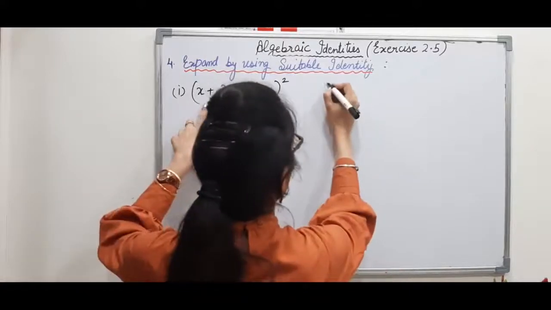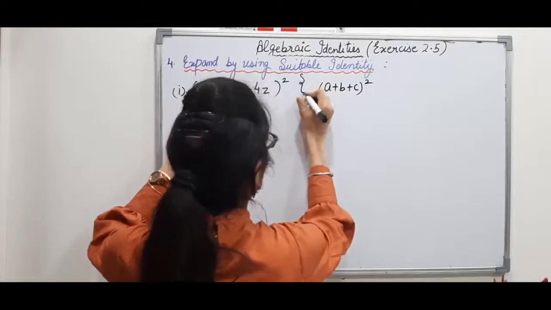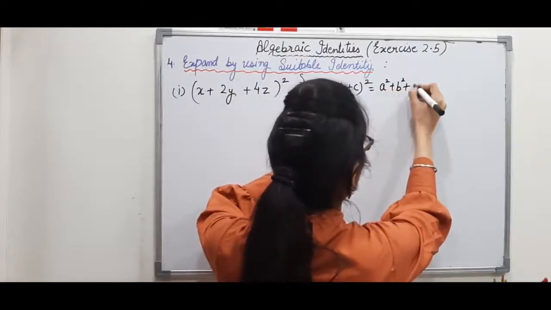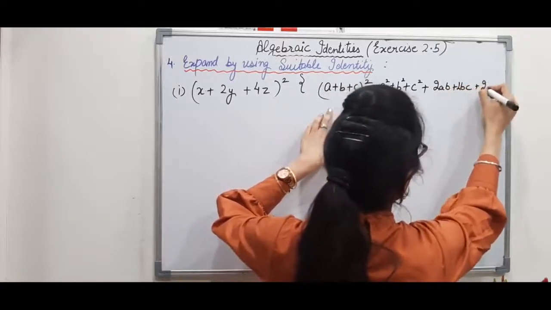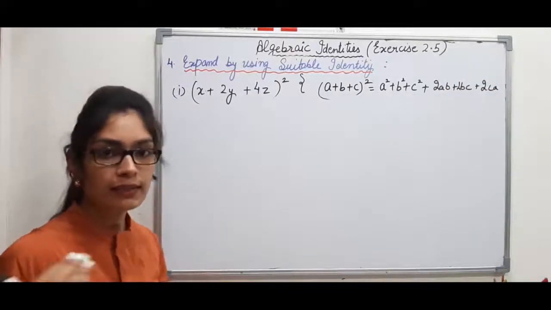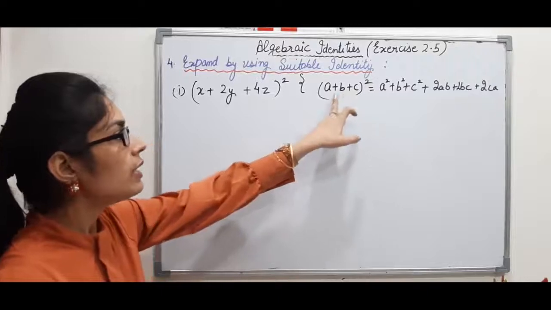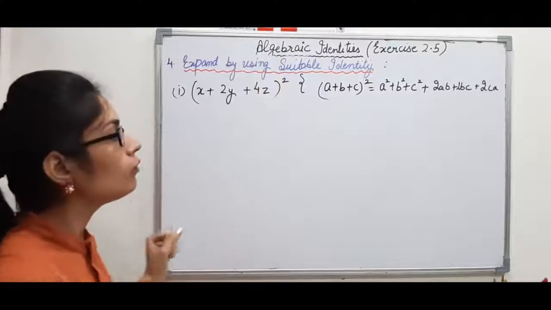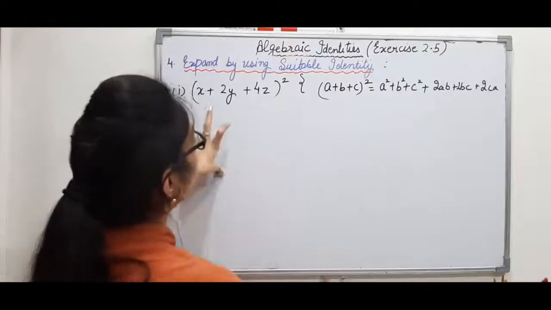I will write it down here: a plus b plus c whole square. This identity we have done, it is equal to a square plus b square plus c square plus 2ab plus 2bc plus 2ca. So this is the identity. You just have to see the values of a, b and c carefully along with the signs. There are no different identities for different signs. If a minus is written with the expression, you have to take this minus sign along with the number. But in the first part, all the numbers are positive, so we'll just write down the values of a, b and c.